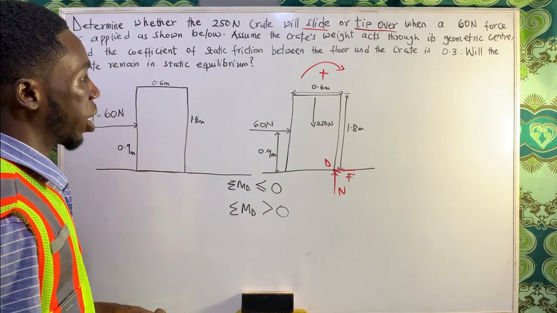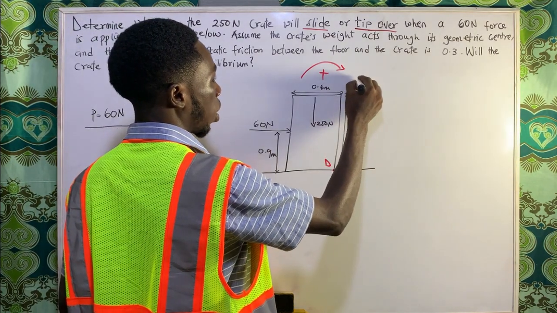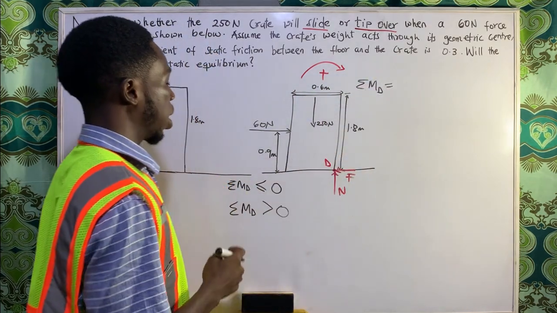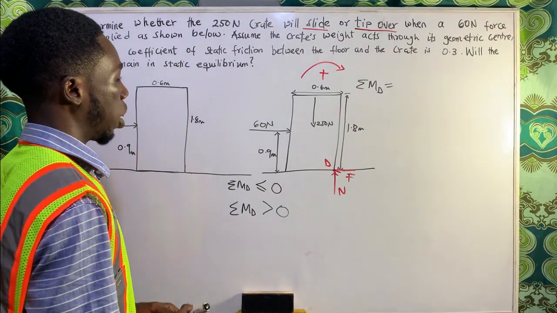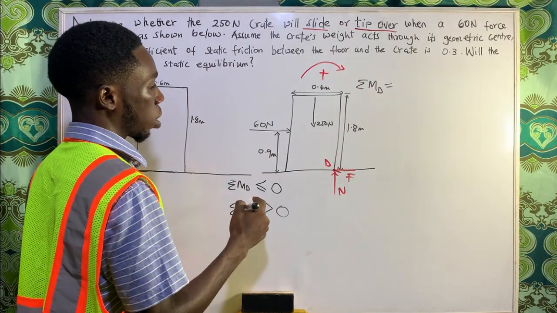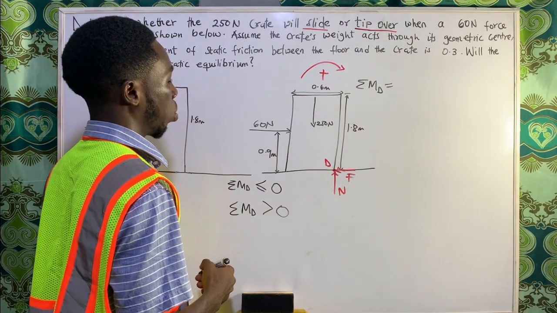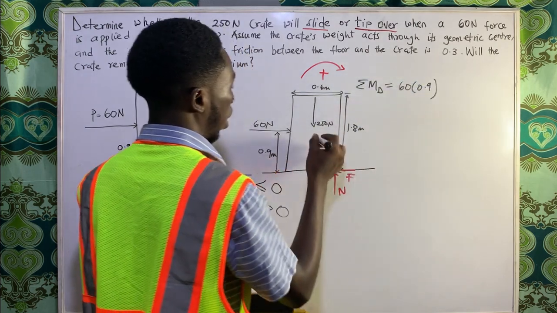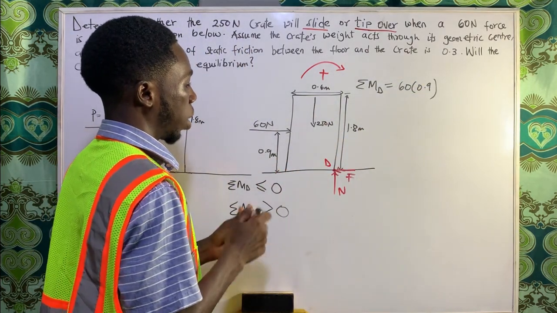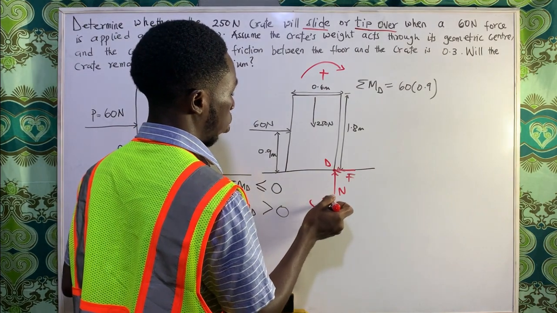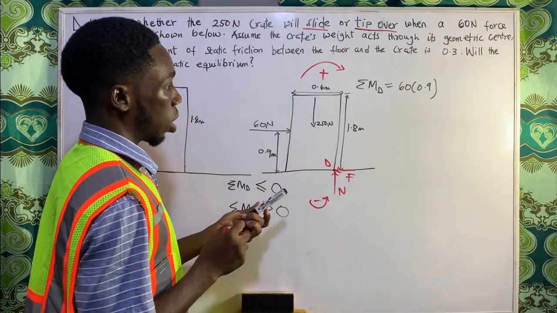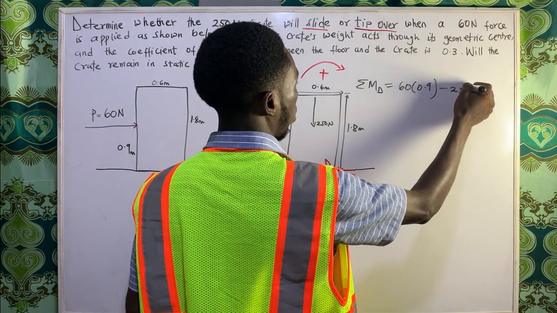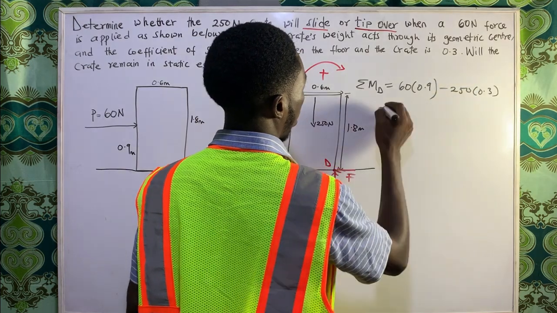So now let's calculate the resultant moment. We're going to have the sum of moments about the point of rotation D. That would be equal to, let's calculate the moment caused by this 60 Newton force here. That will cause a clockwise moment, which is positive. So I'm going to have 60 newtons multiplied by 0.9. This weight force will cause a counterclockwise moment, which is in this direction, and you know that's a negative direction. So that would be minus 250 multiplied by 0.3 meters. So let's see what you're going to get.